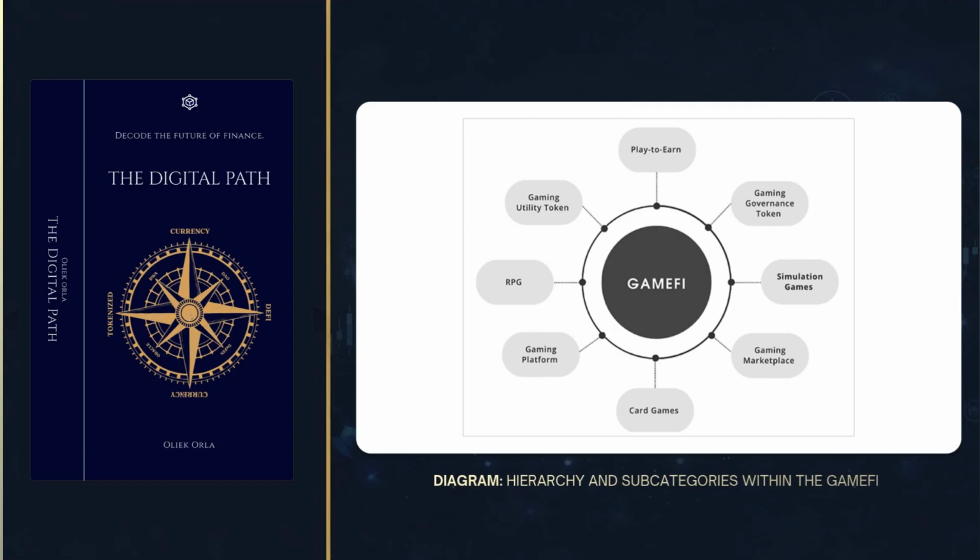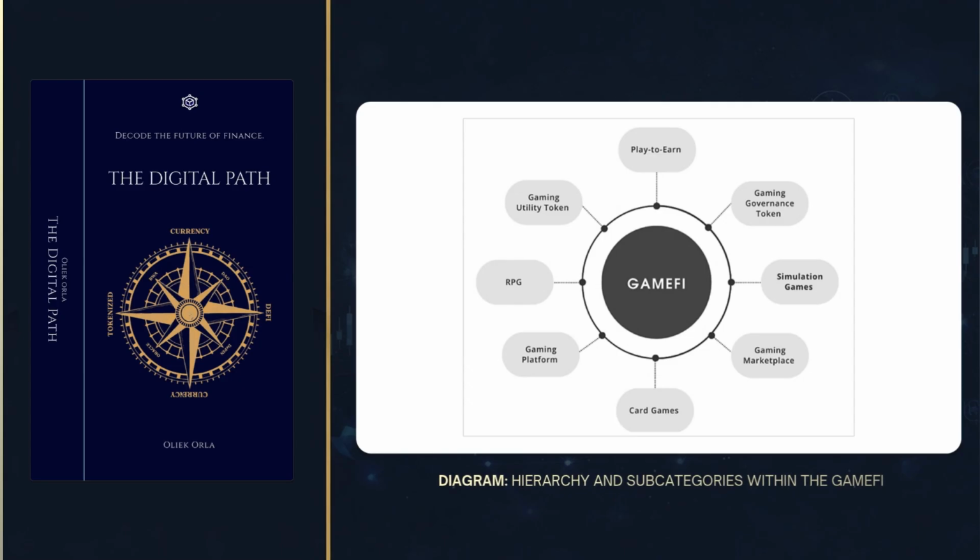Gaming utility tokens. Gaming utility tokens are in-game tokens that power day-to-day functionality. They are used for purchasing items, upgrades, participating in activities, or building in-game assets. These tokens are focused on utility rather than governance. Strong examples include ecosystems like the Sandbox and Pixels.